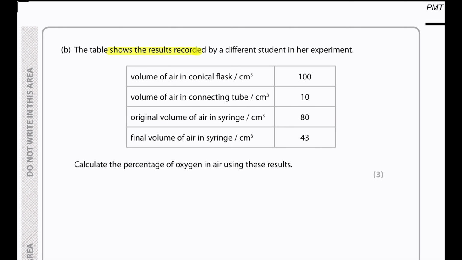The table shows the results recorded by a different student in her experiment. Volume of air in conical flask 100, connecting tube 10, in the air in the gas syringe 80, final volume of air in the syringe 43. Calculate the percentage of oxygen in air using this result.